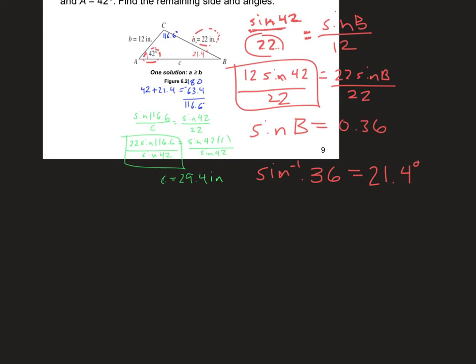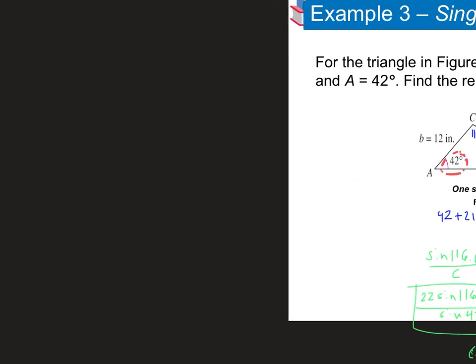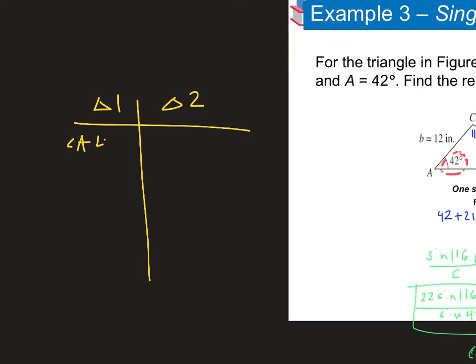So what we're going to do is set up a little chart. We have triangle 1 and triangle 2. We start with what was given to us. So angle A is 42. In both of our possible triangles, angle A was given to us. Next, we found angle B. So angle B is 21.4.